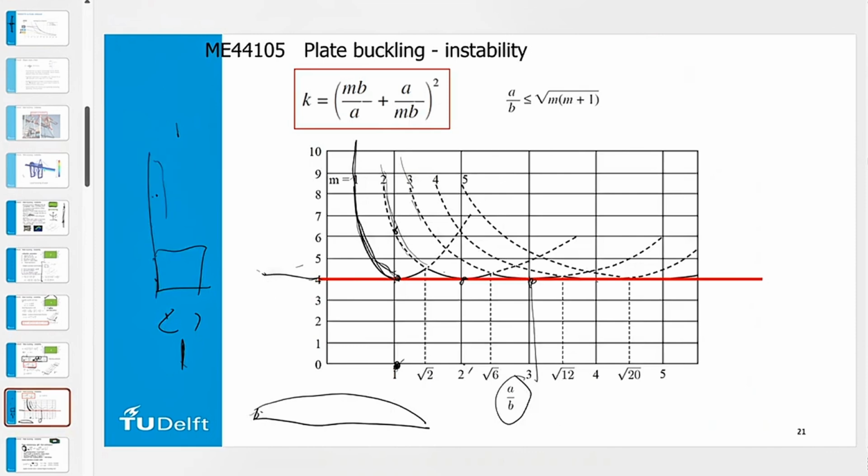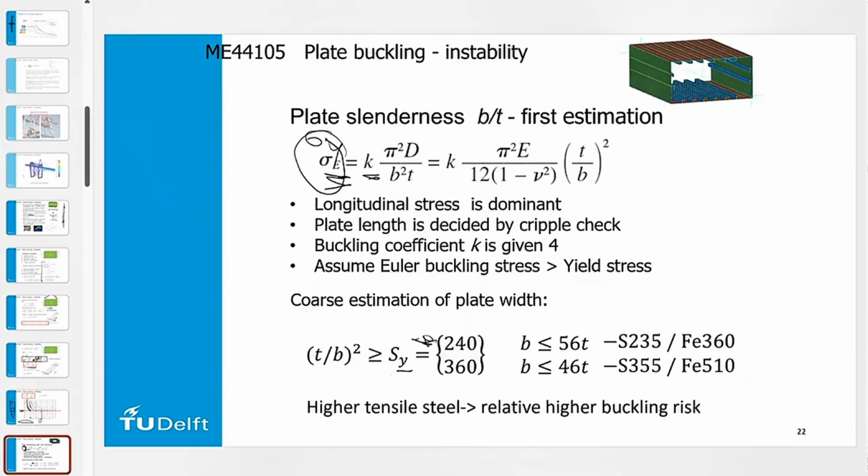So if I have simply supported side plates, then my buckling stiffness K is 4. Then I have 4 divided by 12 divided by 1 minus 0.3 squared, so that is 0.09. So this is 90%. Then I get a limit: when buckling and yielding risk are at the same level, then my width divided by thickness, B divided by T, needs to be below 56. And if I use a higher yield stress, then of course this increases, but the buckling limit stays the same.